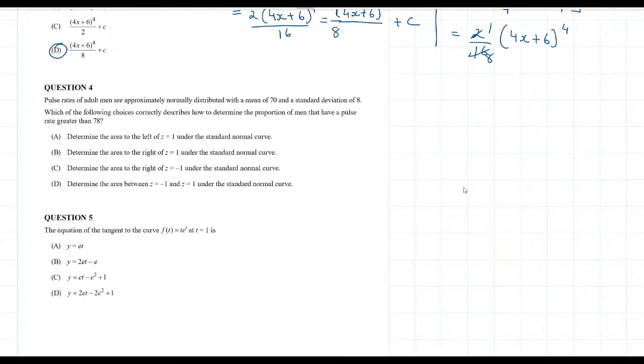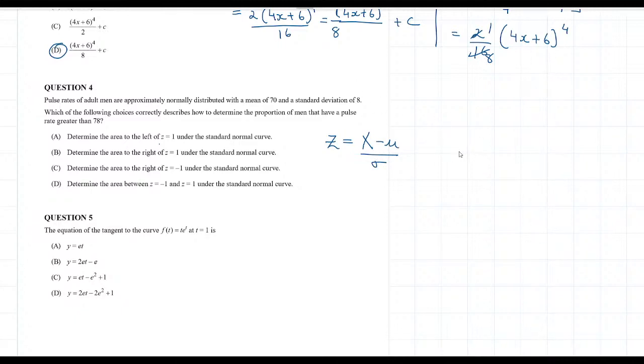Okay, let's look at question 4. Pulse rates of adult men are approximately normally distributed with a mean of 70 and a standard deviation of 8. Which of the following choices correctly describes how to determine the proportion of men that have a pulse rate greater than 78? To do this, there are 2 things we need to find: the value of z and whether we are looking to the right or left of the curve. We can get the z value by doing our score, our x value, minus the mean, divided by the standard deviation.